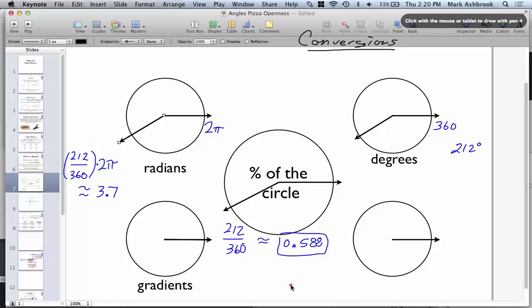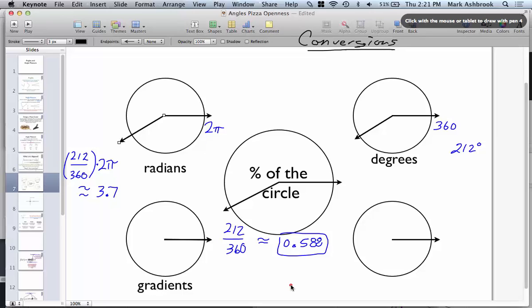Yeah? If I try to divide by 360 and then multiply it by 212, will I give the same answer? Yes. So why are you asking that? Is it something you've done in the past? Yeah. Right, so it's just a formula, right? So yes, it'll work, but if you forget that, then you'll have nothing to fall back on.